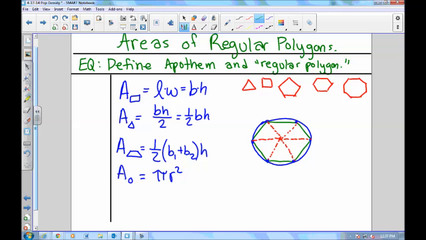And guess what? Are all of these radii congruent? They are, because it's all in the same circle, right? So all of these triangles are actually isosceles triangles. And we're not going to prove it, but all the triangles are actually congruent.